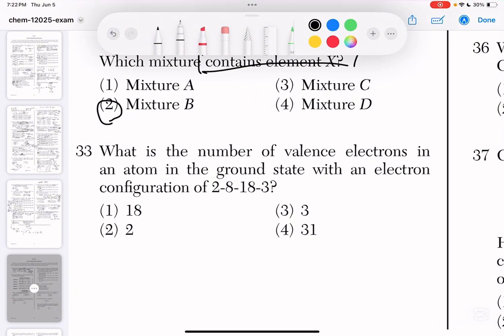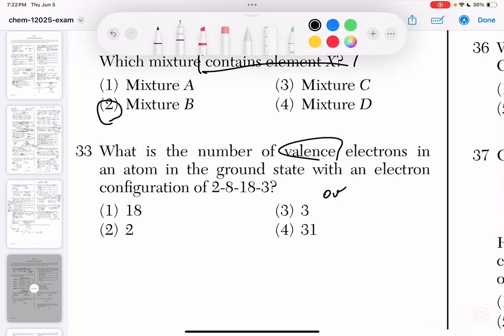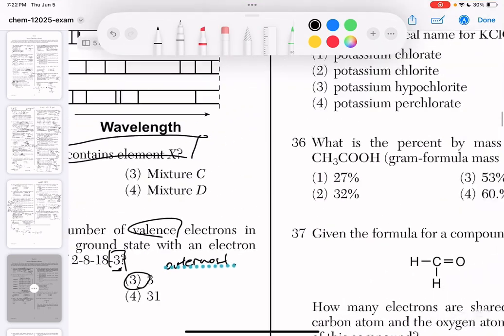What is the valence electrons? So valence is outermost. This one we can see right here that it's just 3.